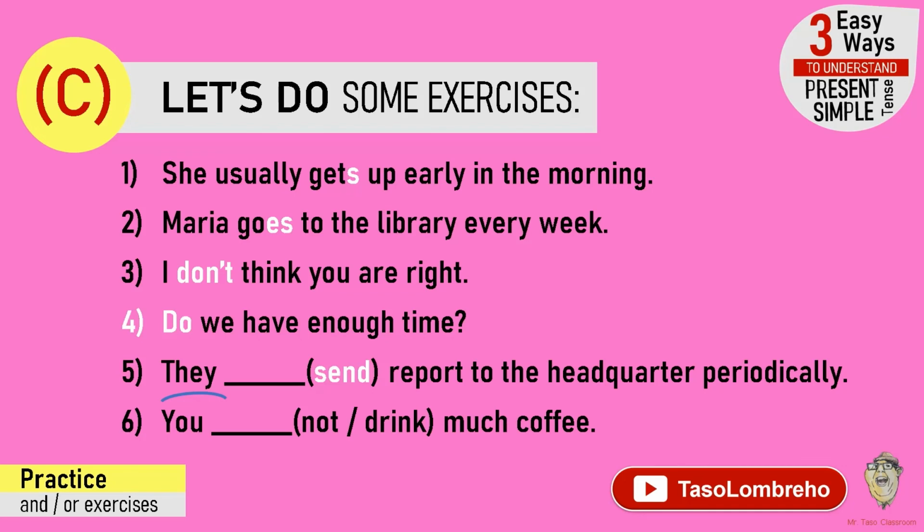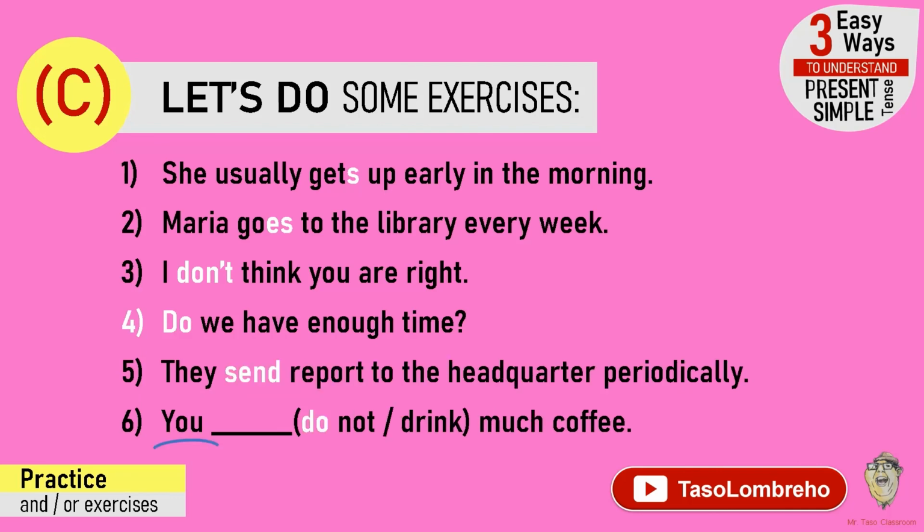Number 5, we see that the subject is they. When the subject is I, you, we, they, we don't need to add any s at the end of the verb. So it will become they send report to the headquarters periodically. Number 6, the subject is you. Yeah, when the subject is you and you need to form a negative sentence, what you have to do is to choose auxiliary verb do. So you don't drink much coffee.